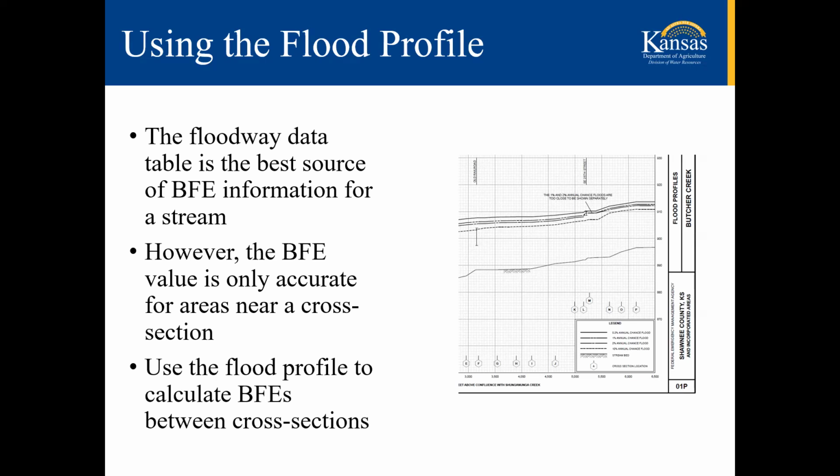And so the BFE value is only accurate for areas that are on the actual cross section. So if you're looking for a site that's in between those cross sections, like we looked at earlier at that one structure, then we have to interpolate that value based on the two cross sections that it's in between. And so this is how we use the flood profile to calculate the base flood elevations between two cross sections.